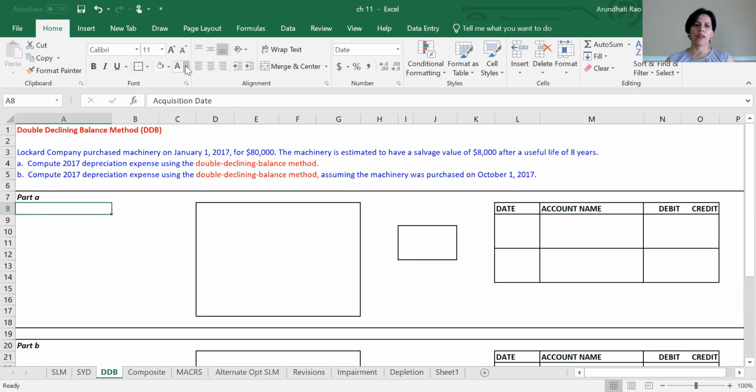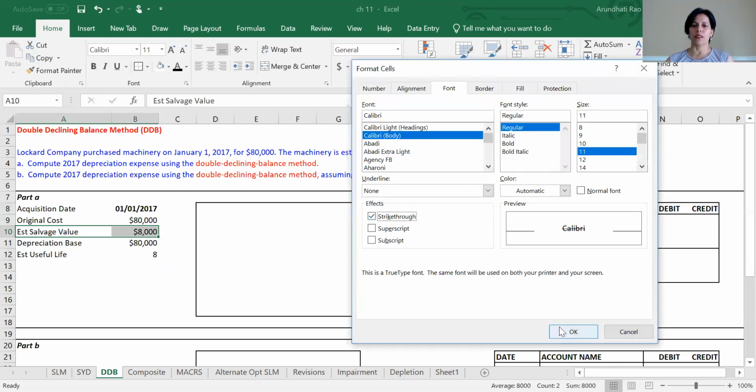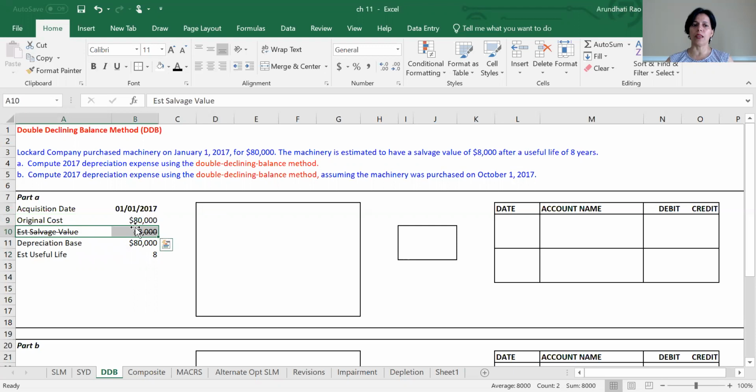We start out with the acquisition date for the asset, Jan 1st, 2017 in part A. The other information that we have that's relevant is the original cost is $80,000, estimated salvage value is $8,000, and since we're using the declining balance method, whether it's double declining or declining balance in any of these methods, this salvage value should be ignored as we start the problem. It's taken into account only at the end.